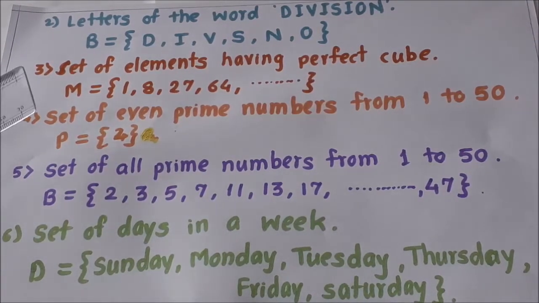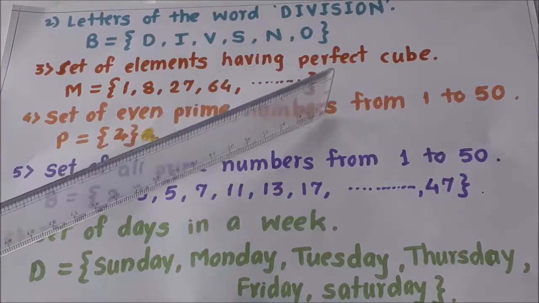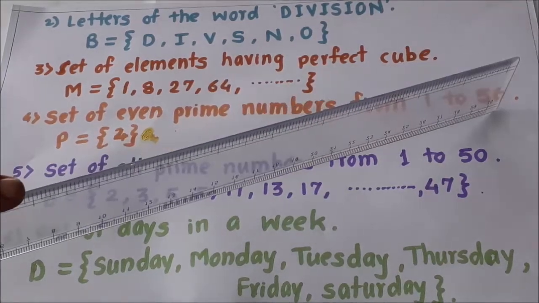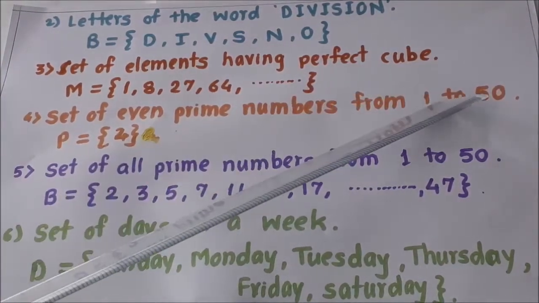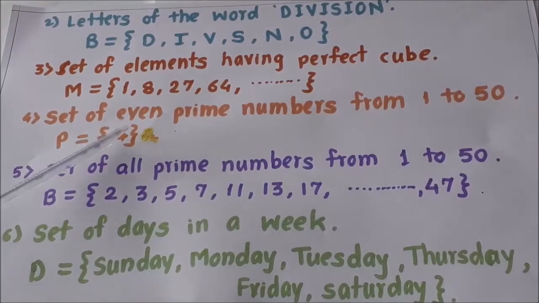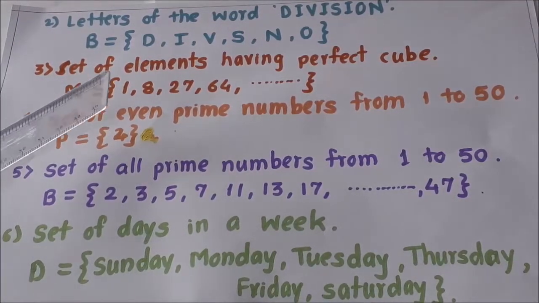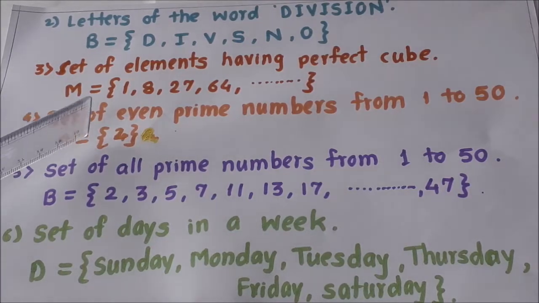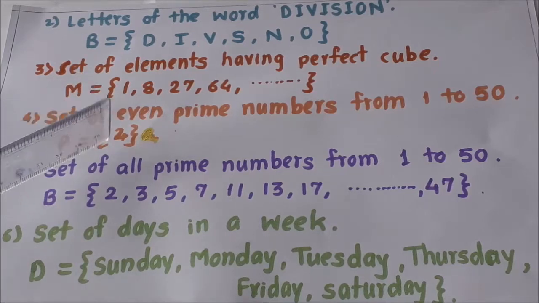Number 3. Set of even prime numbers from 1 to 50. Now if we see from 1 to 50, only 2 is the number which is a prime, even prime number. So here P is equals to 2. Now here I used only one element, hence not necessary to use the comma.